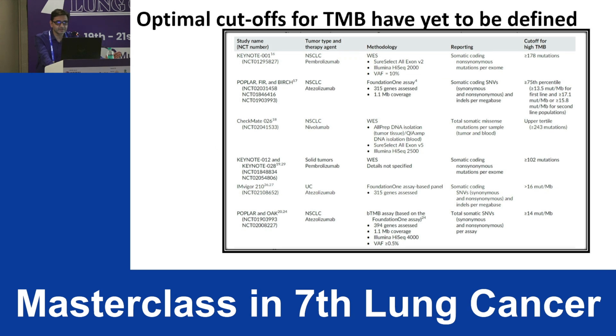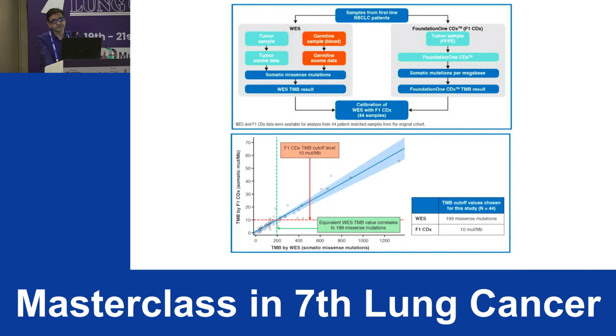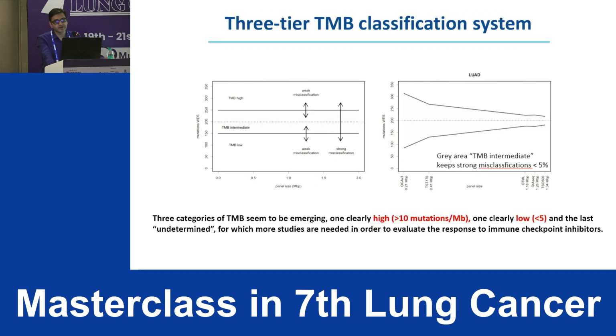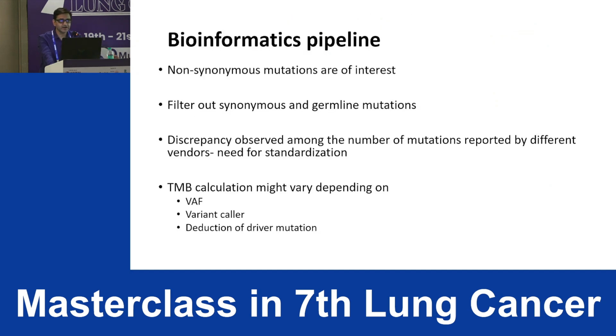In addition to the panel size, another important thing we need to consider is the cutoffs. The cutoffs for TMB are also variable. That is again a problem, because various trials have shown various cutoffs, some based on mutations per megabase, some based only on alterations. Foundation Medicine, a commonly used panel, has put a cutoff of 10 mutations per megabase pair, and you can use either a 2-tier or 3-tier classification for TMB: more than 10 mutations per megabase is high TMB, and less than 5 is low. In addition, the bioinformatic analysis is also a little more challenging.